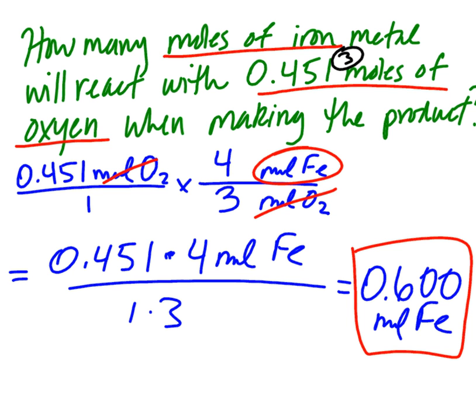So just keep in mind, these numbers are, for the most part, absolute. If I have this many moles of oxygen, I need this many moles of iron, because that's the molar ratio my equation is telling me to use.